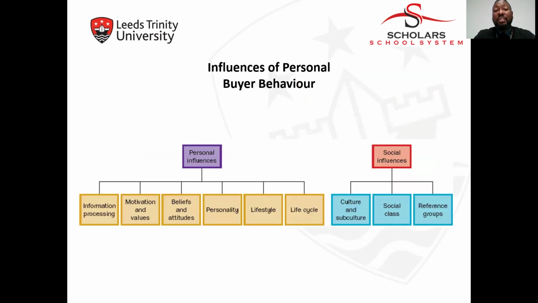Now, let's talk about the influences of various elements on consumer behavior. So we have the personal influences and the social influences. These influences relate to how customers make their choice. Under personal influences, we have information processing, things like beliefs, attitudes, personality, lifestyle, life cycle.